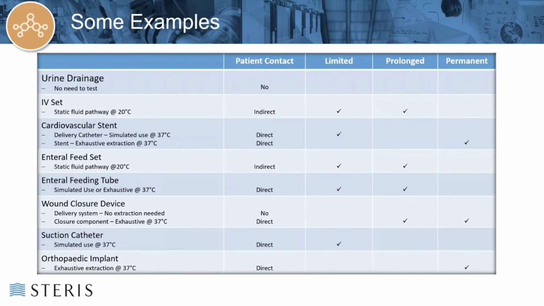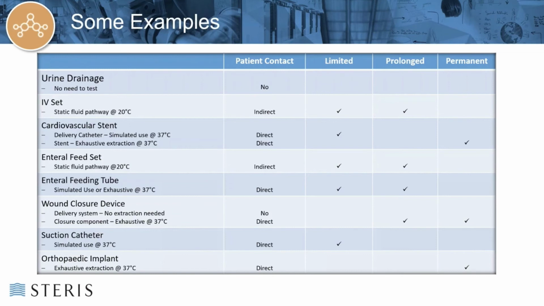A wound exposure device may have no patient contact with the delivery system, but the closure component, such as a suture, may have direct patient contact for either prolonged or permanent duration if it's absorbable.